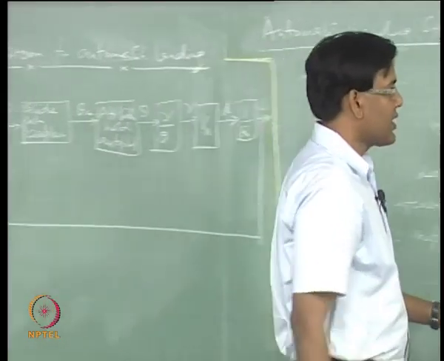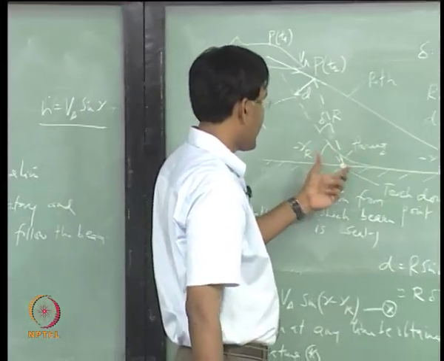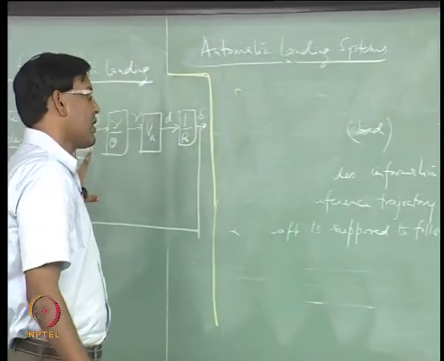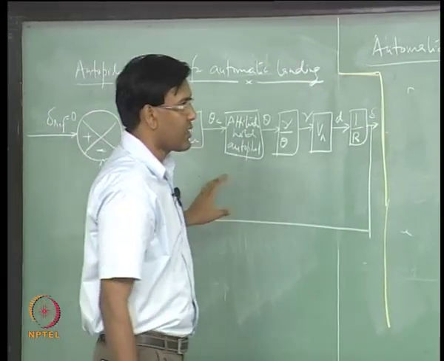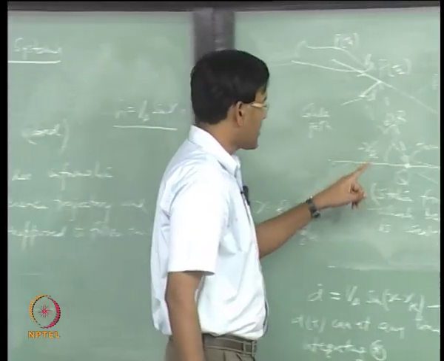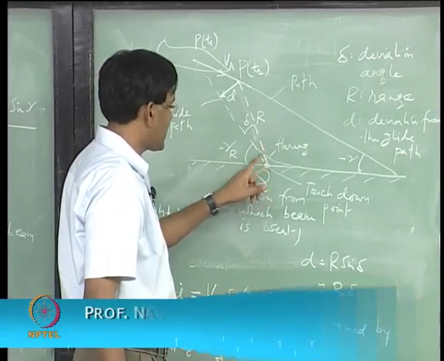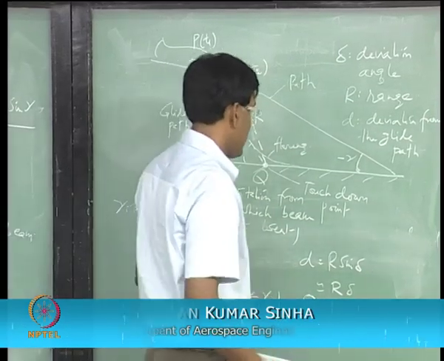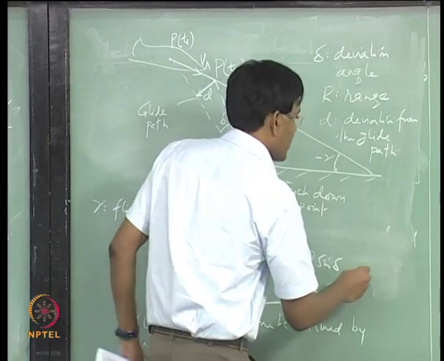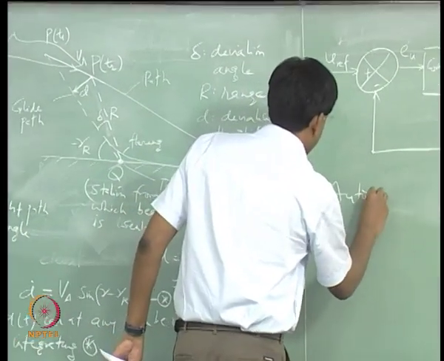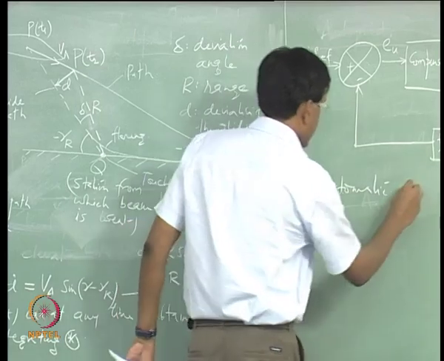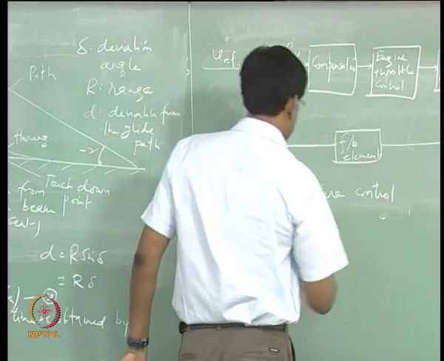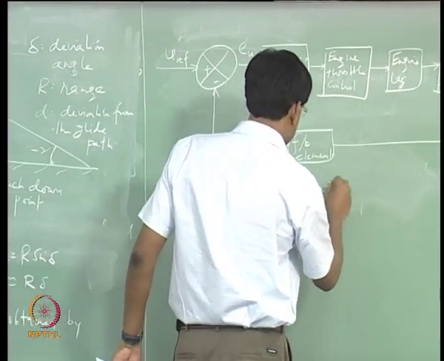The flare control has another control block in place along with it, so that when the aircraft is coming closer to the touchdown point, it has to flare out and roll out. So, there is a separate control system which gives automatic flare.